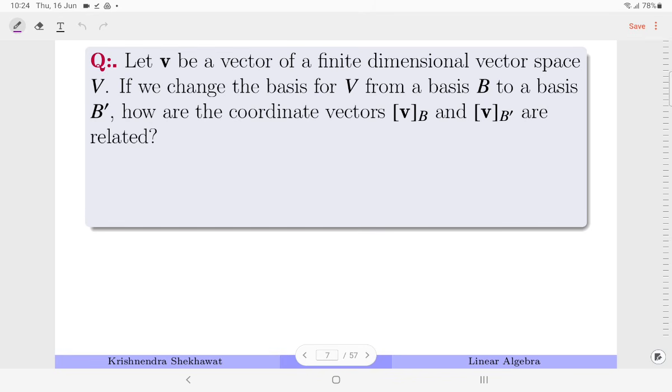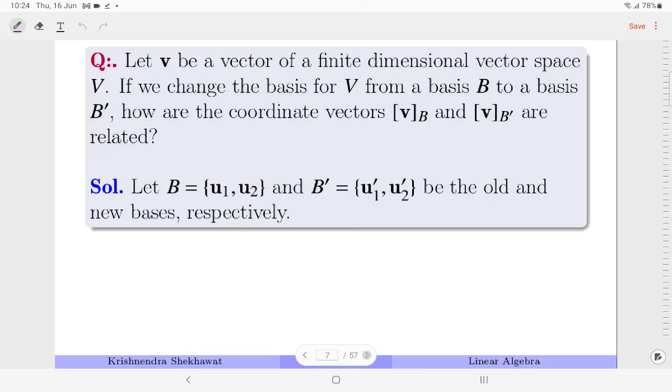Now this is the problem which we are looking for. If the vector space V has two bases, B and B dash, and let's say we have the coordinates of V with respect to one basis, can we derive the coordinates of V with respect to the other basis from the given coordinates? This is the question we need to look for.